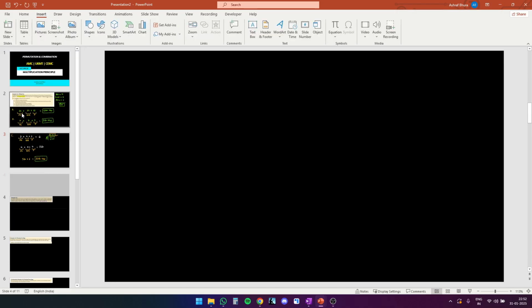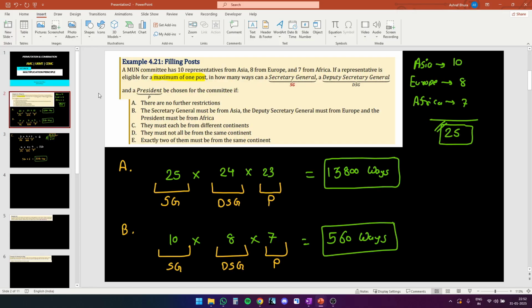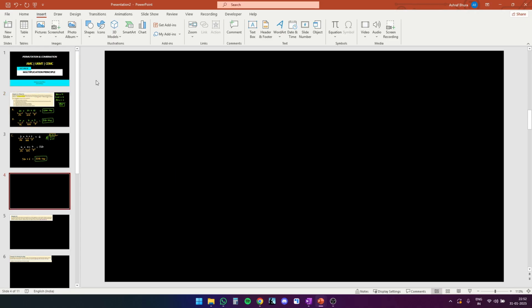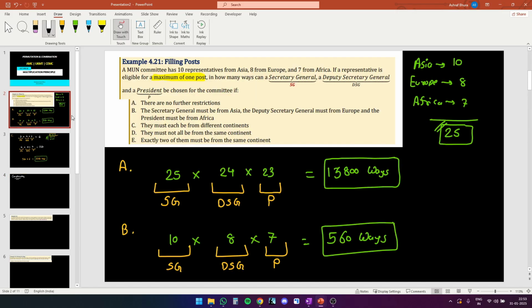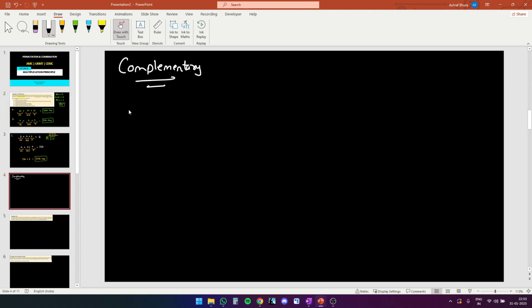Okay, next case, what do we have? They must not all be from the same continent. They should not all of them be from the same continent. Okay, let's use complementary counting here. Let's find all from Asia.